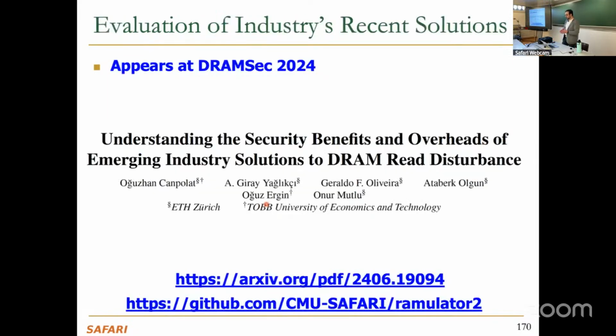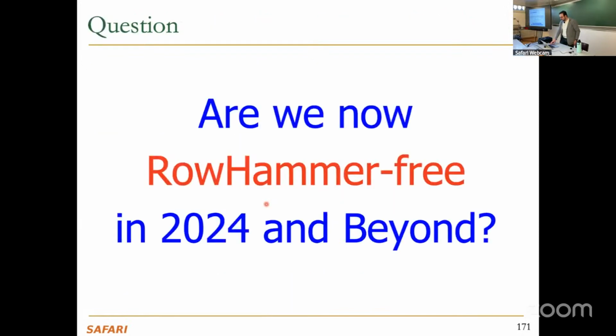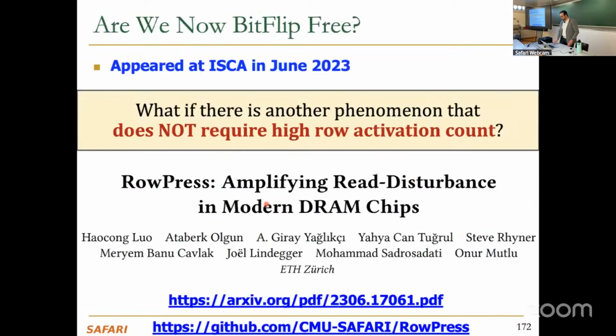And this was published in April last year, and from April to June we rushed to investigate, like really nitpicky, go to that mechanism and find all the caveats, and then we reported them in the DRAM Tech workshop. Now, are we RowHammer free in 2024 and beyond? The easy answer is no, of course. In 2023, we showed RowPress. Some of you are already familiar with that.